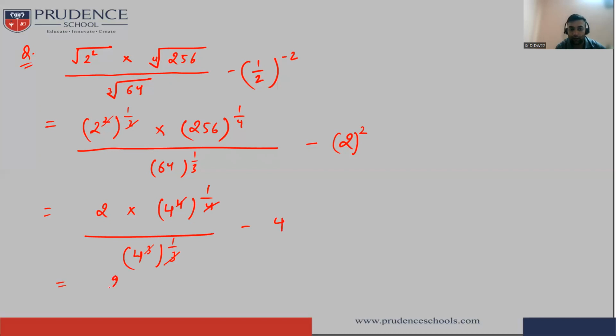So you have now 2 into 4 upon 4 minus 4. So 4 and 4 cancel each other. You will get 2 minus 4, which is equal to minus 2. This will be the answer, right?